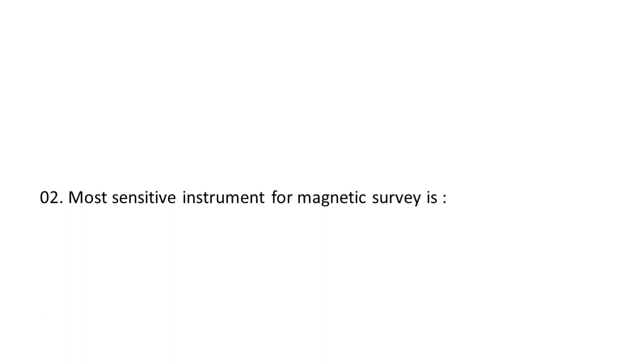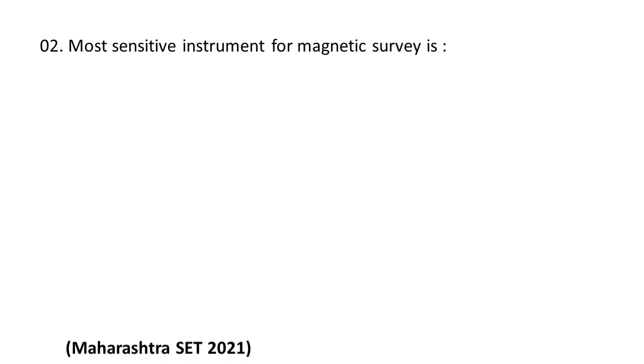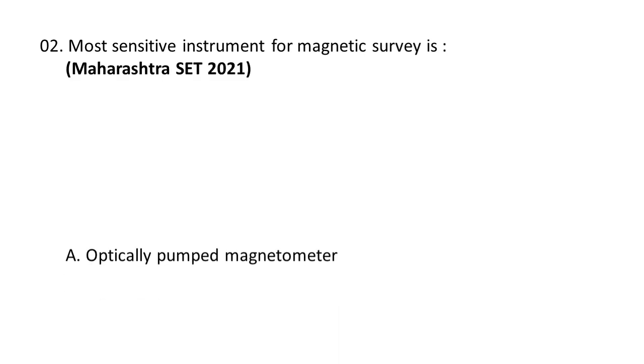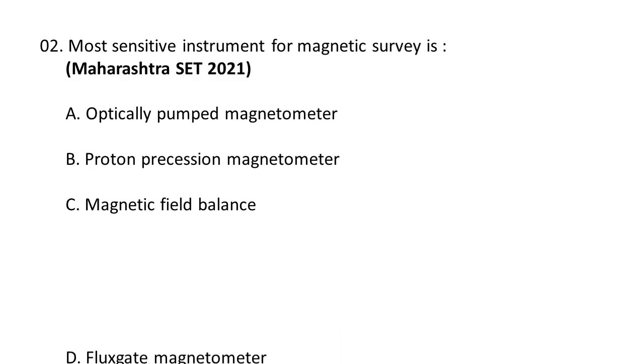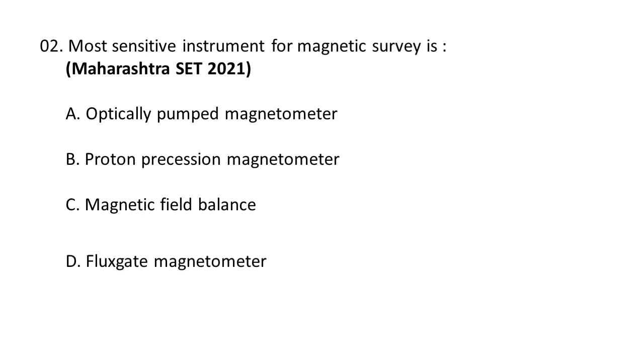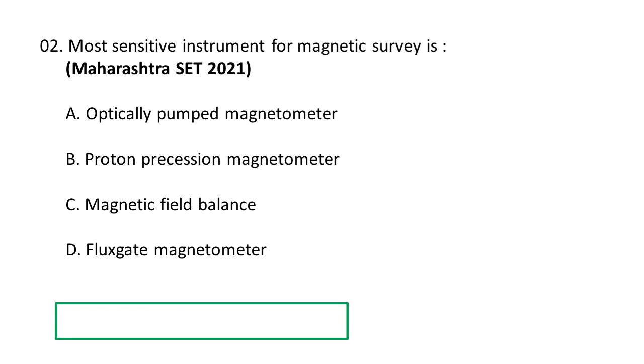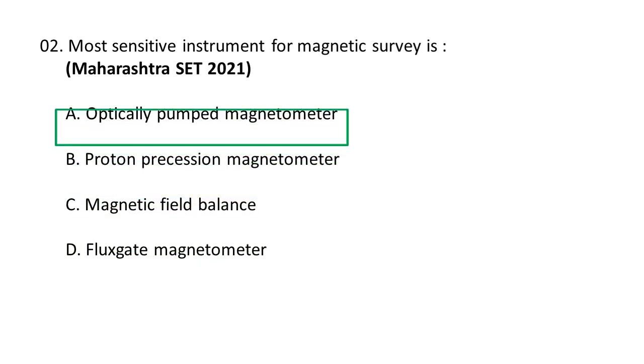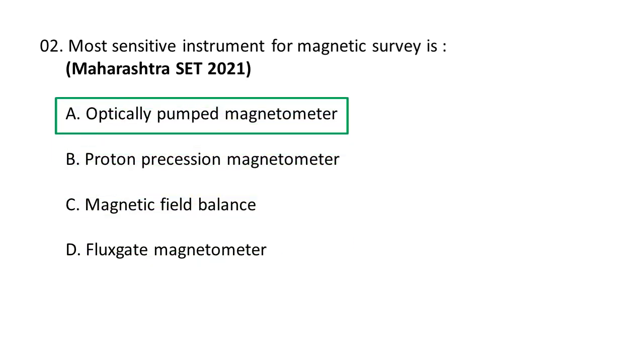Next question. Most sensitive instrument for magnetic survey is: A. Optically pumped magnetometer, B. Proton precision magnetometer, C. Magnetic field balance, D. Flux gate magnetometer. The most sensitive instrument for magnetic survey is the optically pumped magnetometer. An optically pumped magnetometer, or OPM, is one of the most sensitive instruments for measuring weak magnetic fields, and OPMs can measure magnetic fields with femtotesla sensitivity. A is the correct option.